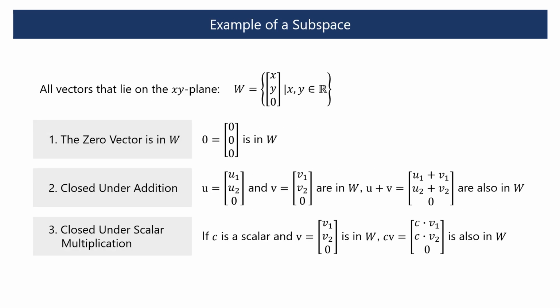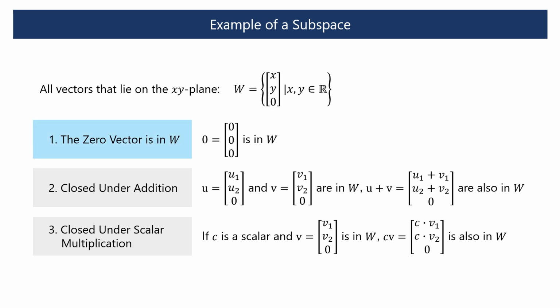Let's consider R3, the vector space of all three-dimensional vectors with real components. A common example of a subspace in R3 is the subset of all vectors lying in a plane through the origin. For example, consider all vectors that lie on the xy plane. This set W is a subspace of R3 because the three conditions are met.